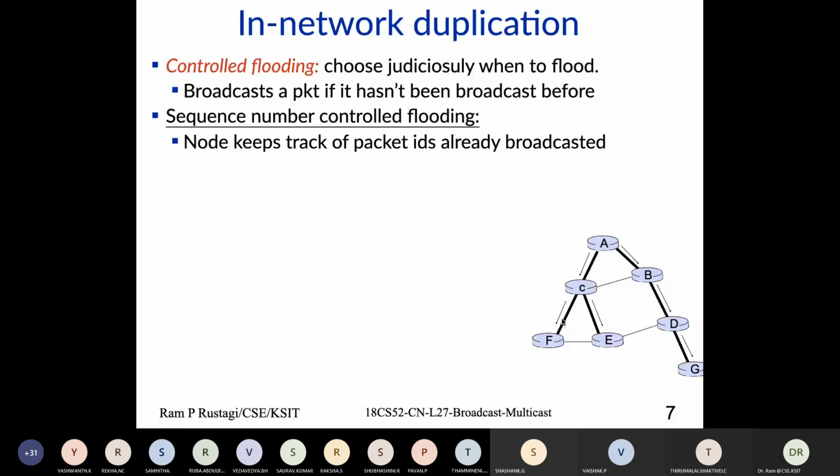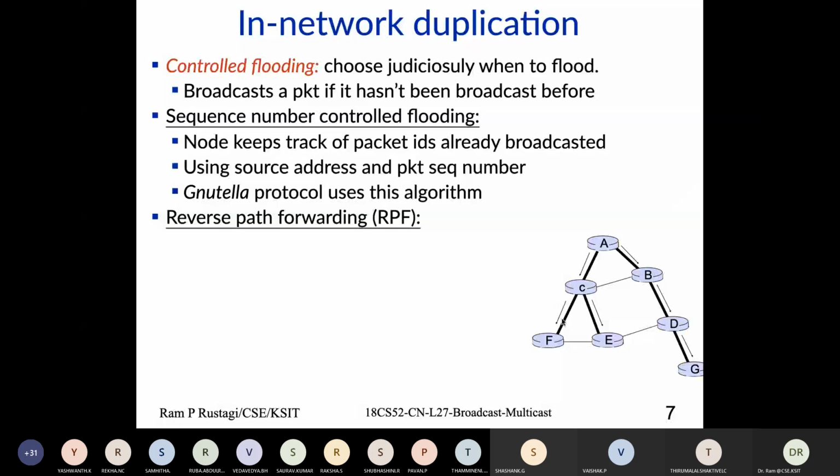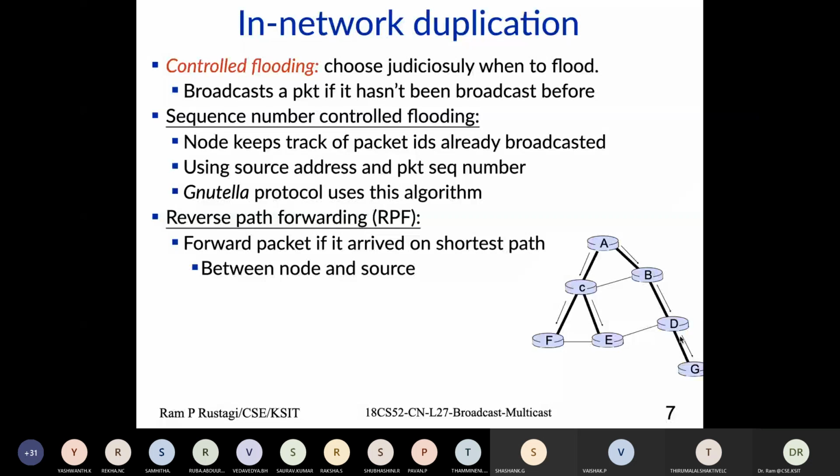E will forward only those copies which it receives from C, but not others. But E is still receiving multiple copies. Is that clear?